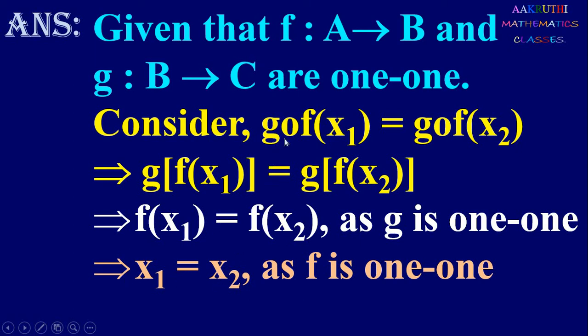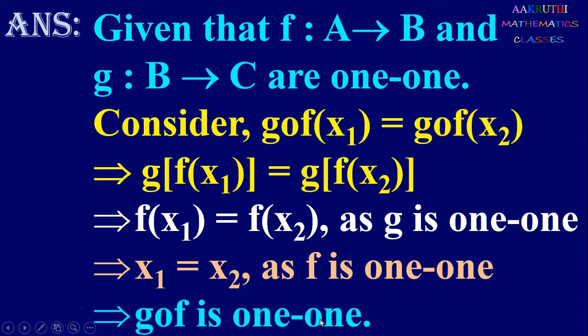So we started with (g composite f) of x1 equal to (g composite f) of x2, and we get x1 equal to x2. Therefore g composite f is a 1-1 function. (g composite f) of x1 equal to (g composite f) of x2 implies x1 equal to x2. So this implies g composite f is a 1-1 function. So that is, if f and g are 1-1 functions, then g composite f is also a 1-1 function.